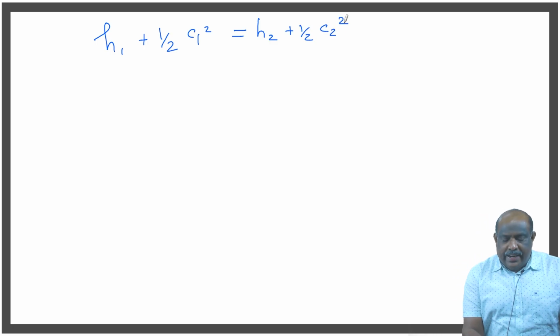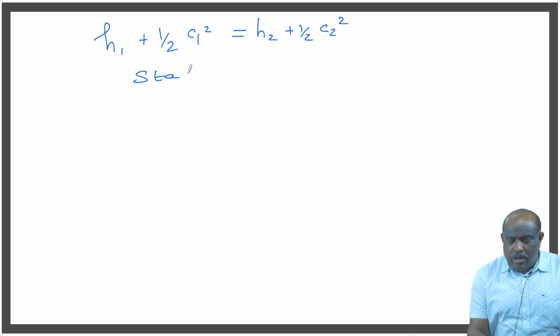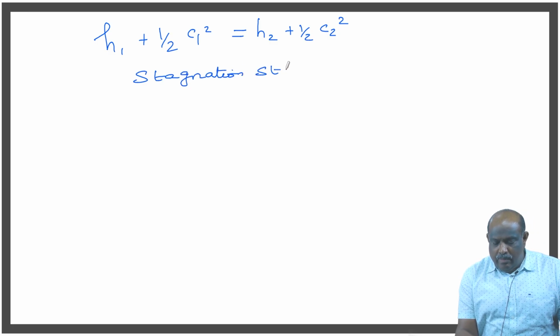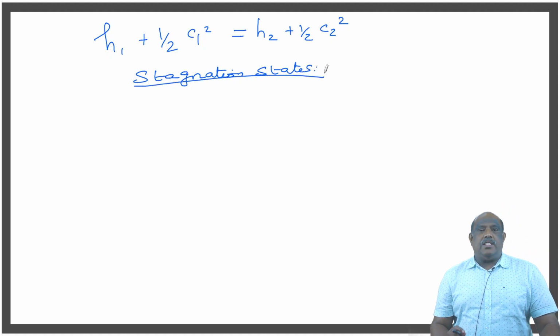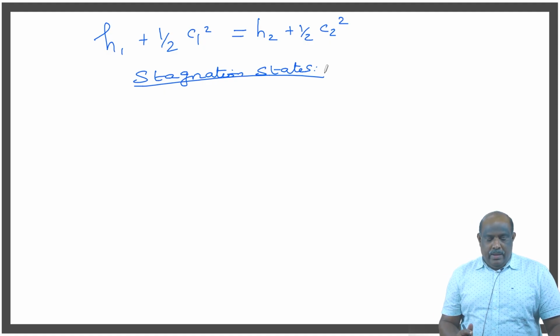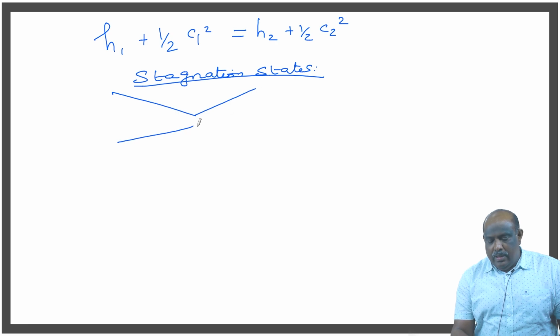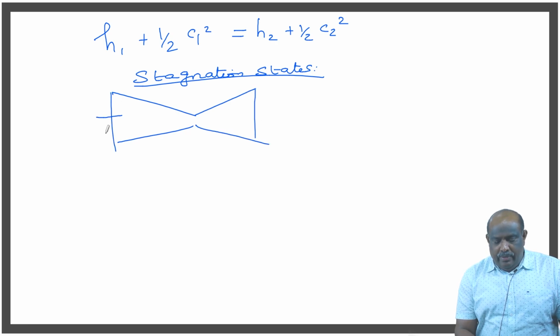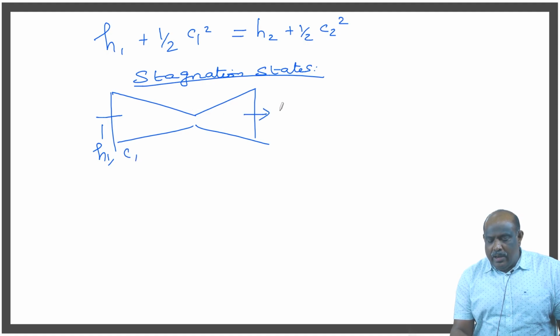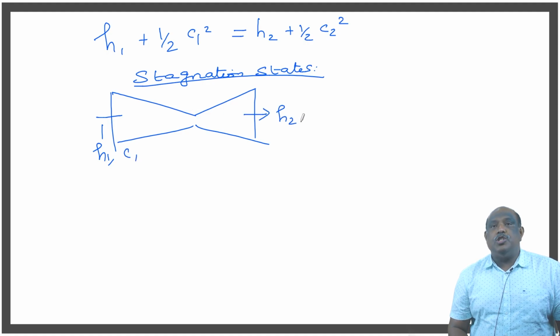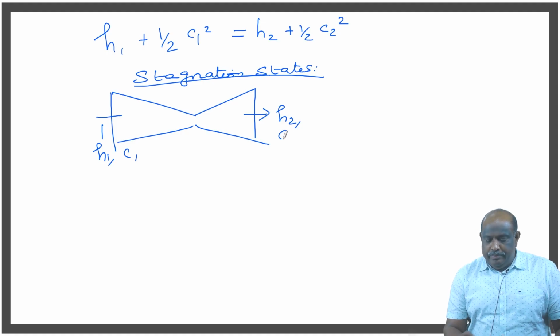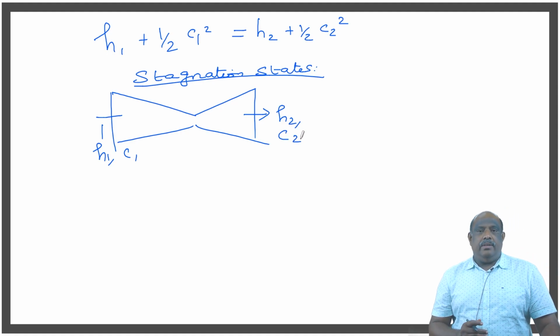Now coming to the stagnation conditions or stagnation states, we will define what is stagnation state or stagnation enthalpy. Now in the previous example we have seen in a nozzle the flow is entering at 1 with an enthalpy of H1 with a velocity of C1, and it is exiting or going out with an enthalpy of H2 and a velocity of C2. What is meant by stagnation?